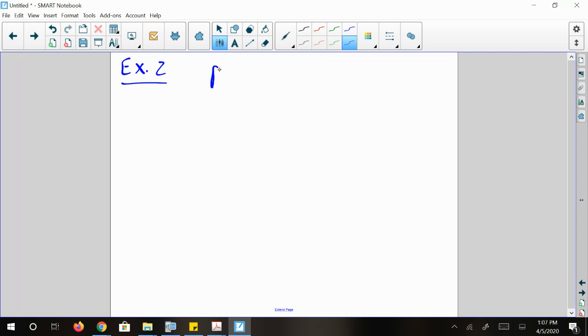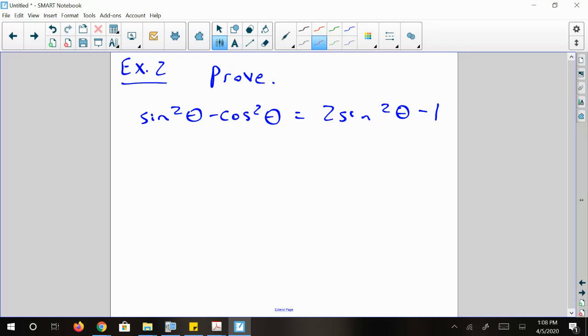Same directions here. I'm just going to say prove. Okay, and we have sine squared of theta minus cosine squared of theta equals 2 sine squared of theta minus 1. Okay. Now, one thing I want us to notice on this side, and this is a good strategy for when you're first starting out a problem, look at what you see on the left side and look at what you see on the right side.